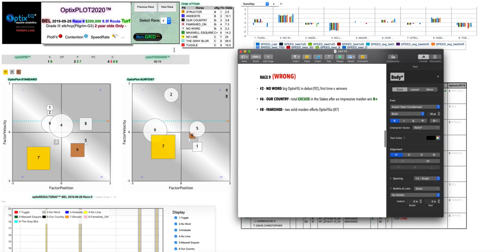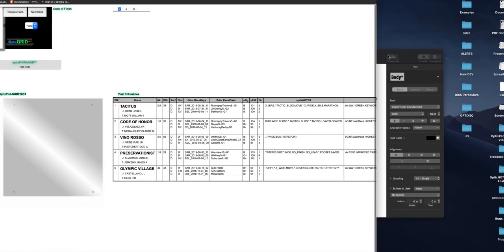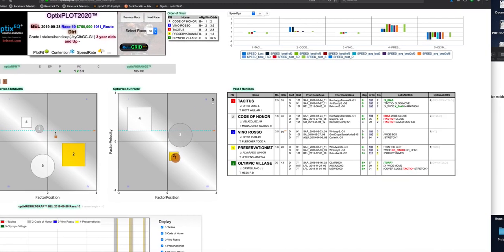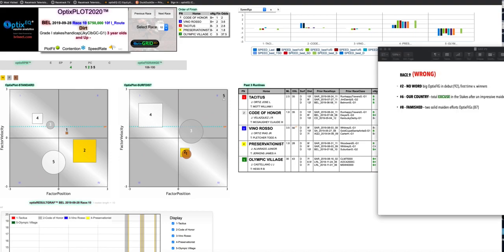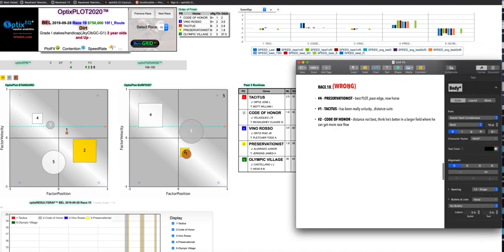Okay, so let's move on to race 10. This was the Jockey Club Gold Cup. Pull this over here. And we were so wrong in this race, I'll be honest with you. I mean, the horses we were on were the 4, Preservationist, and the number 1, Tacitus.